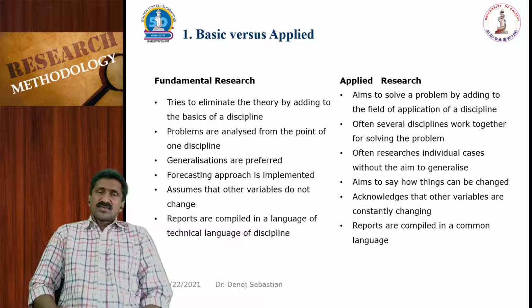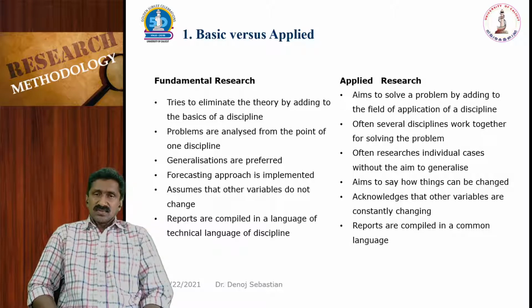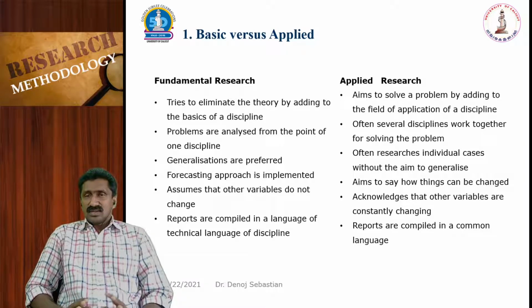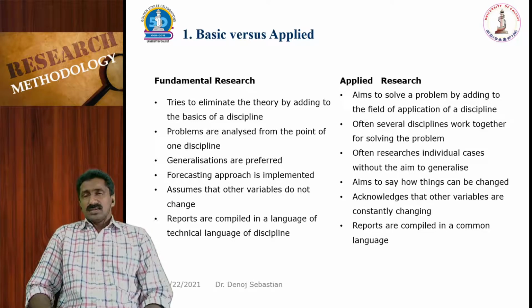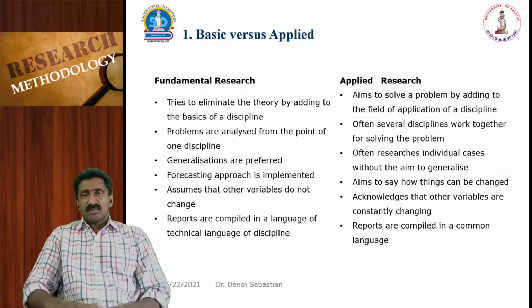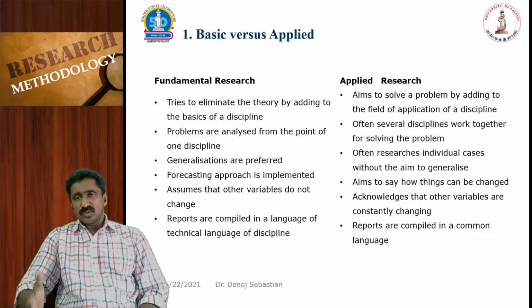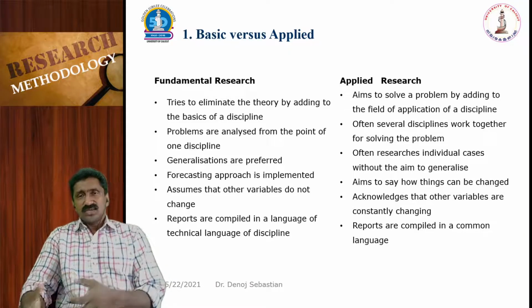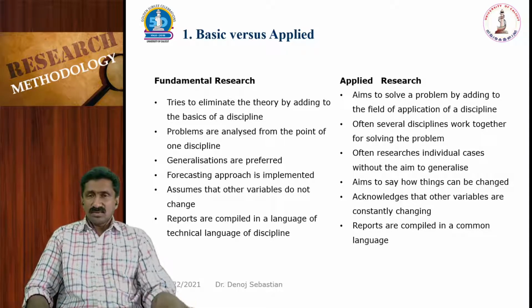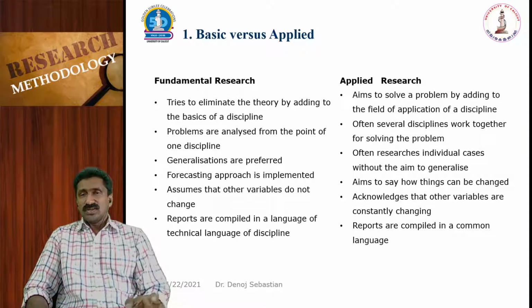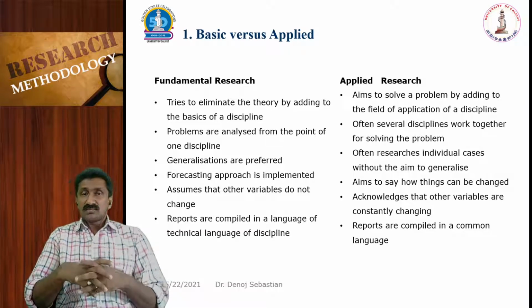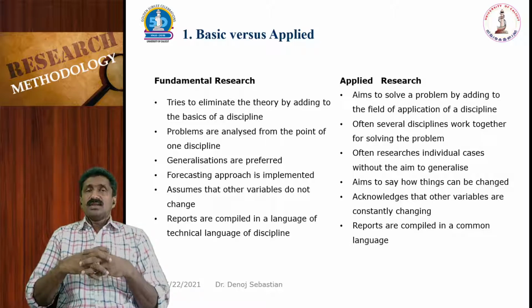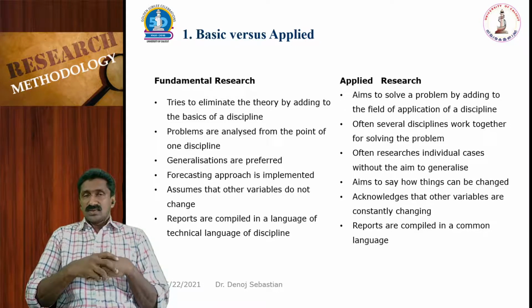Now, generalizations are preferred in case of fundamental research or basic research, whereas in applied research, often research is of individual cases without aim to generalize. So an applied research is very specific. So if you change some of the parameters, it may not be useful. For example, you develop a vaccine. If you change some of the parameters or some conditions, it will not be useful. So in that case, it's a very specific kind of research, applied research. Whereas some generalizations can be developed in case of a fundamental or basic research.